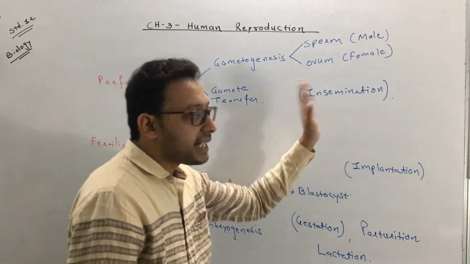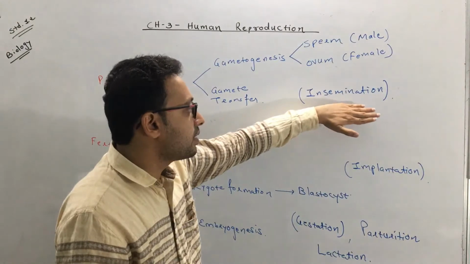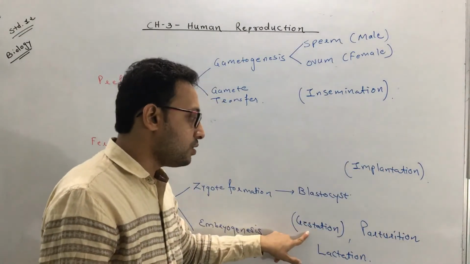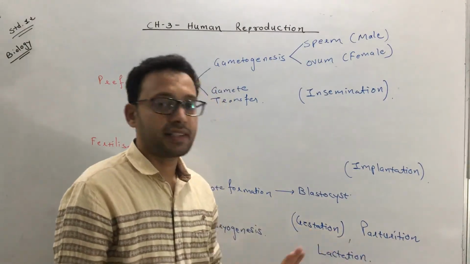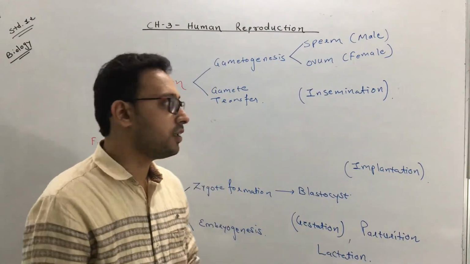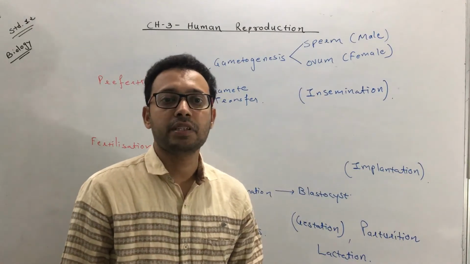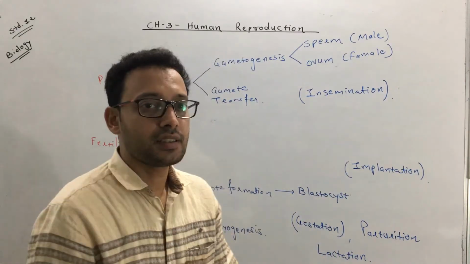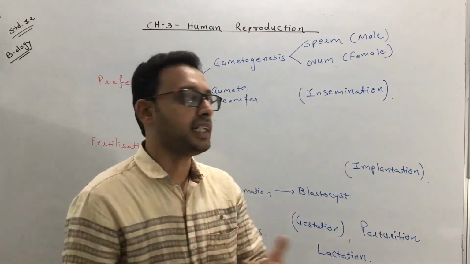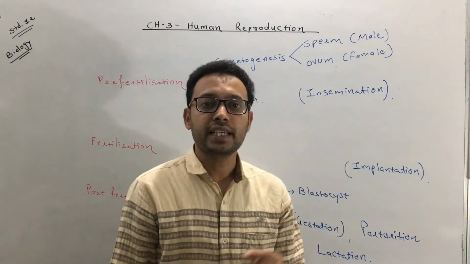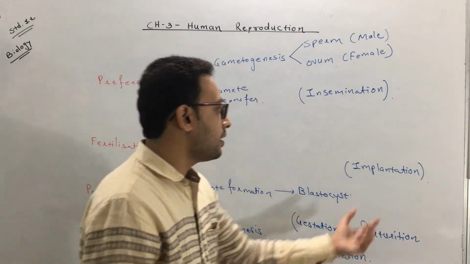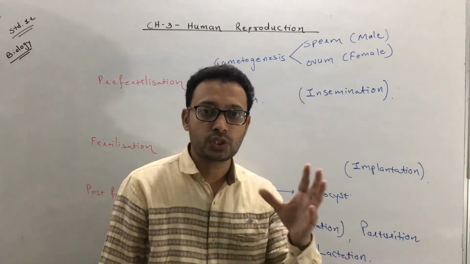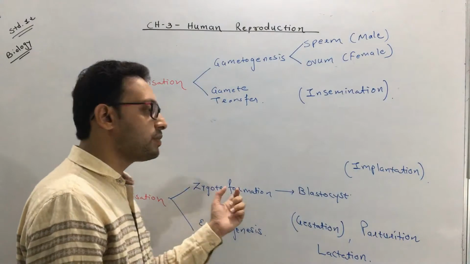Okay, so I again repeat the few terms. You have to remember these terms: insemination, implantation, gestation, parturition, lactation. Okay, you should know the meaning of them. So what is insemination? Insemination means deposition of sperm into the female genital tract, or the transfer of sperm into the female genital tract. This process is called insemination. Second, implantation. What is implantation? The attachment of this blastocyst. Okay, the blastocyst is developed from the zygote.